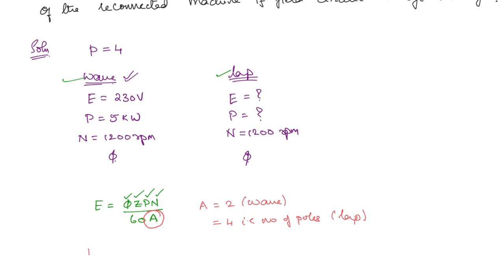So if you take this as E1, this is E2, A1 and A2. E1 by E2 is given by 1 by A1 divided by 1 by A2, because induced EMF is inversely proportional to the parameter A. So here you are going to get E2 is equal to A1 E1 divided by A2. So this is going to be E1 into 2 by 4, so it will be half of the initial voltage. So this will be 115 volts.